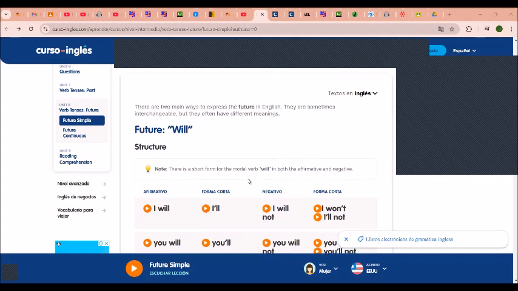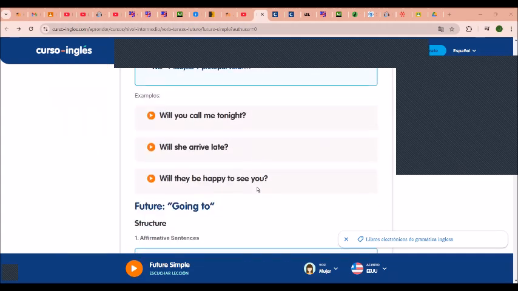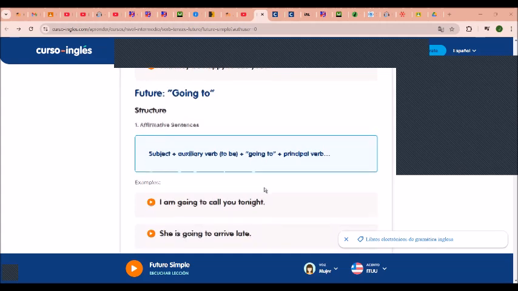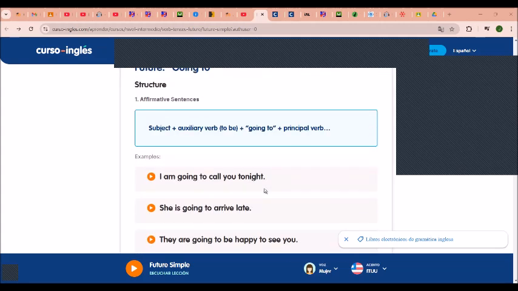All right, we mean simple future when we're simply expressing a fact about the future. Now, it might be that we have a plan for the future. If we're talking about plans for the future, then we switch to going to. So, subject, be going to. What am I going to do? What is she going to do? What are they going to do? What are you going to do?